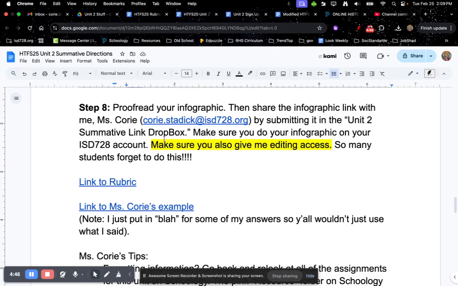That's very important because I will click into Canva sometimes and it says, you do not have permission to view this. And that means I can't grade it. So please, please make sure I have access to your Canva. So many students forget to do this.